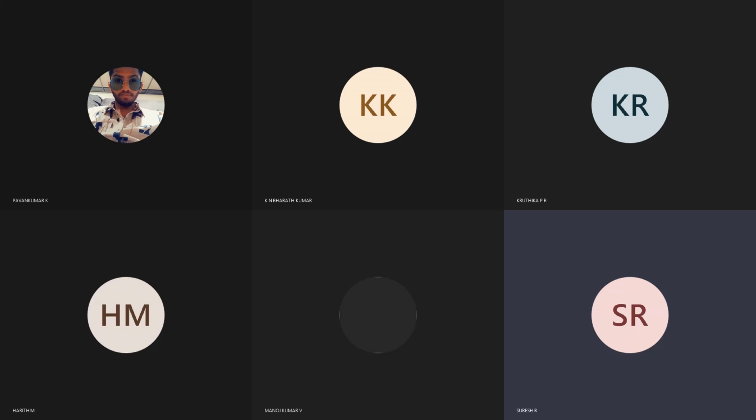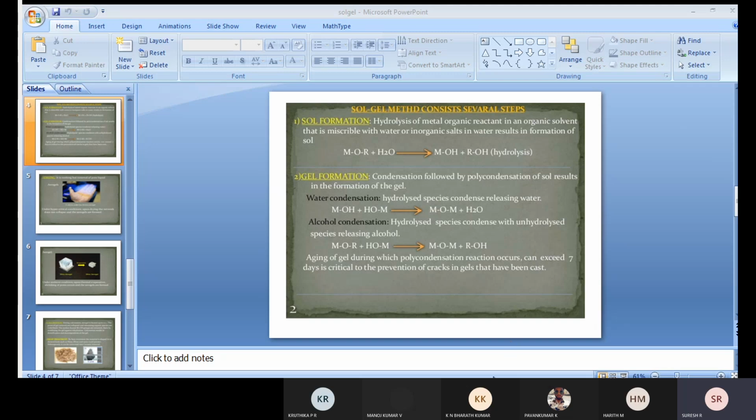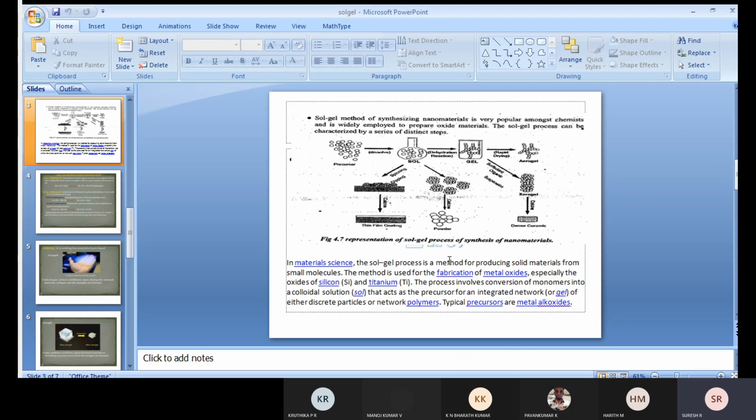Okay. So we're going to complete 3 important topics. In that, the first important topic is the Sol gel process. How to manufacture nanoparticles or nanopowders by using the Sol gel process. This is one of the chemical synthesis techniques that has been used to manufacture nanoparticles. It's very important from the examination point of view.